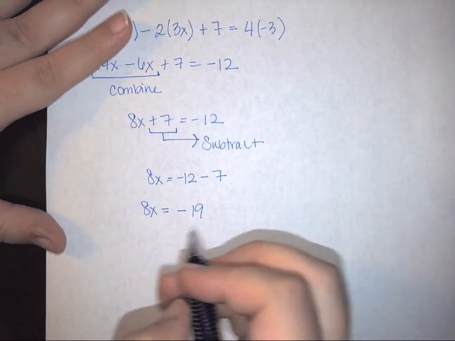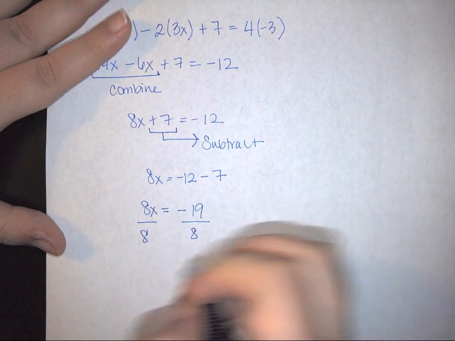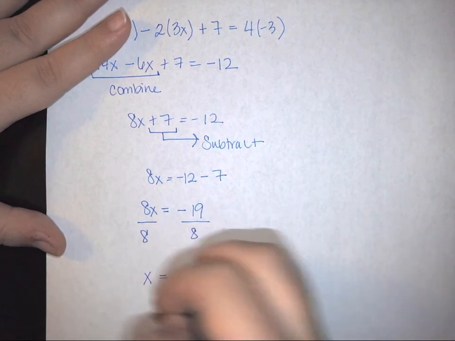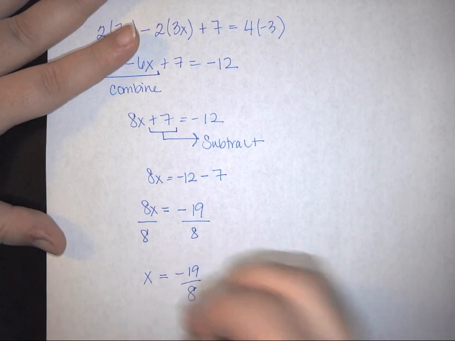And then the last thing I have to do is divide both sides by that 8 to get x all by itself. So we're going to find out that our solution here is going to be negative 19 over 8.